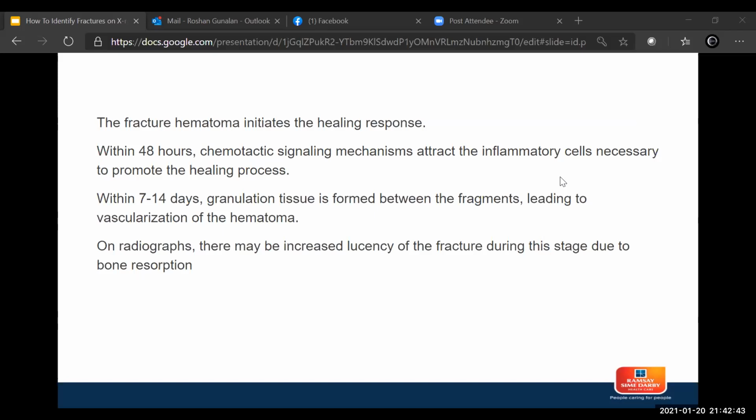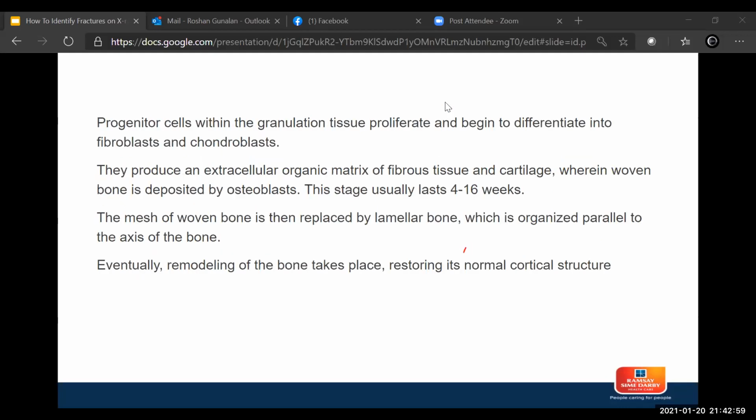Just to highlight the timing of which these things happen. Within 48 hours, you get the inflammatory response. Within 14 days, you actually get soft callus or softer bone. And usually within 12 to 16 weeks, you tend to get a fully healed bone. We're talking about long bones in adults. And eventually the phase of remodeling happens where it restores the normal cortical structure. So it's generally three phases in bone healing.